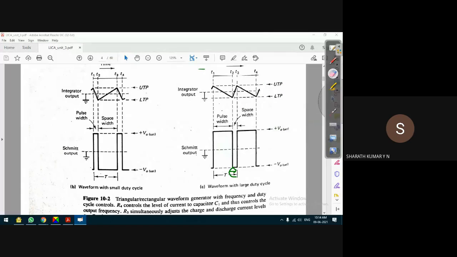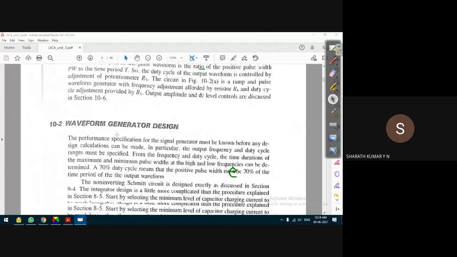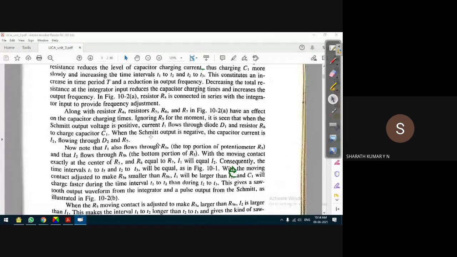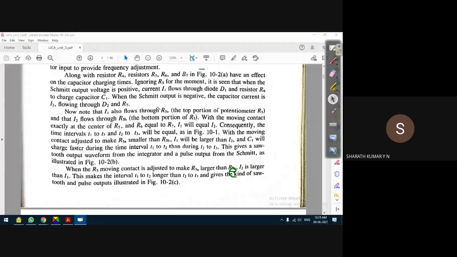So that's what is explained here, guys. If you go through this text, the author has explained in detail the operation of the circuit. It all depends on the charging rate. If charging is faster, the duty cycle will be smaller.